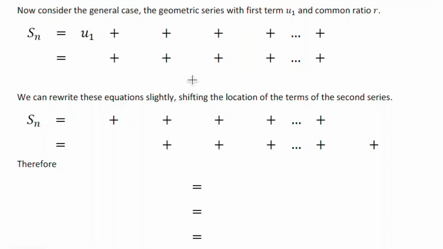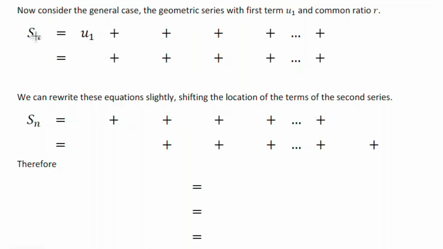In the previous video, we saw how we could use a method to determine the sum of a particular geometric series. That one was where the first term is 1 and the common ratio was 2. Let's try and generalize that method now.